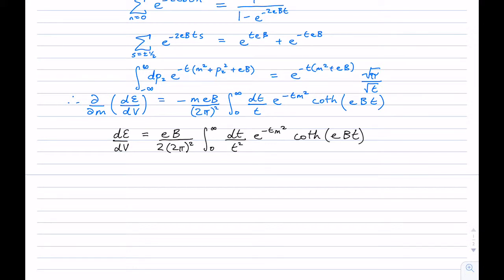Now, for large T, coth tends towards 1, and the exponential term will make the integrand die away. So at large T, this converges nicely. For small t, there's a problem because we're going to have a 1 over t squared divergence.